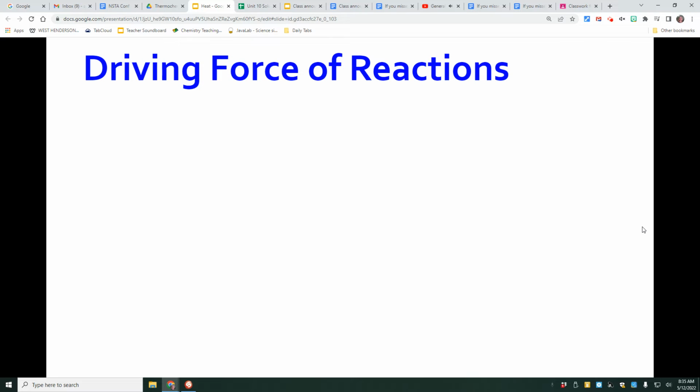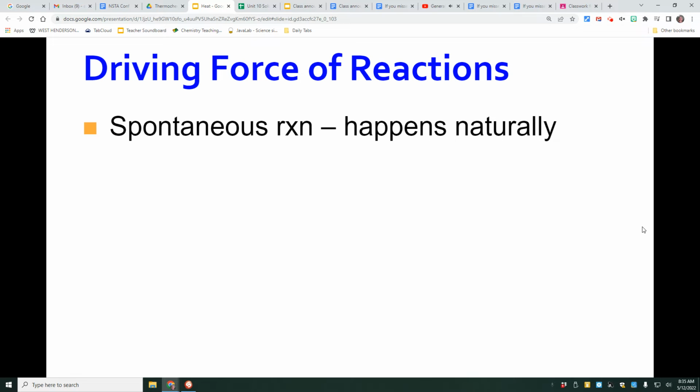Okay, so we're going to talk about the driving force of reactions. What makes a reaction proceed to make products or not? So we'll talk about this concept of a spontaneous reaction or a thermodynamically favorable reaction. And this is a reaction that just happens on its own.